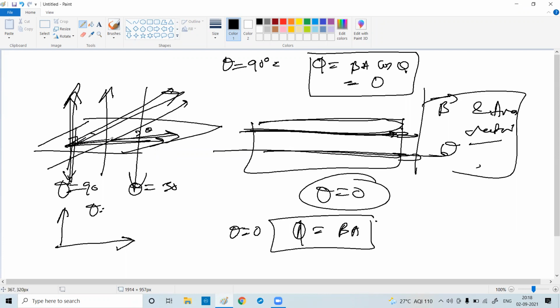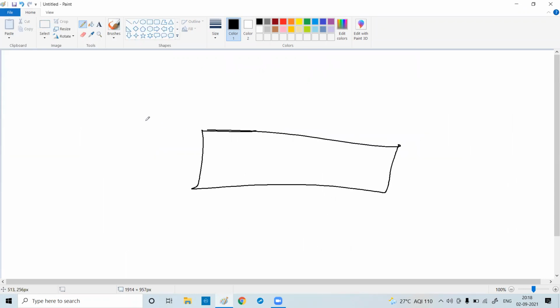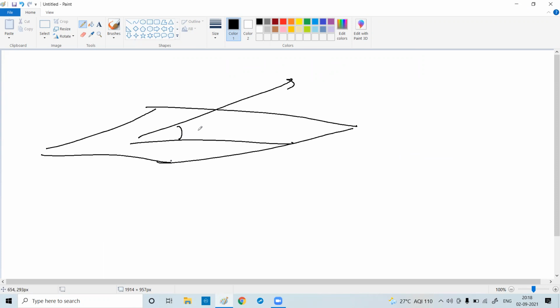Angle. Minus means what? The direction of the magnetic field will get changed. Either you consider this to be theta, or you consider this to be theta. If you are considering this angle, then your magnetic field will be opposite. Minus will come means your magnetic field will get reversed. The direction will get reversed.